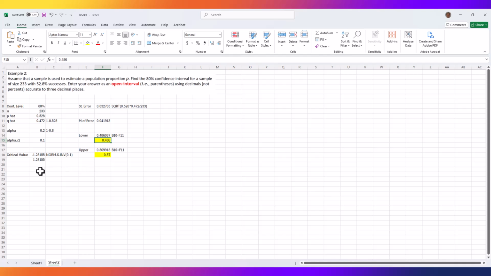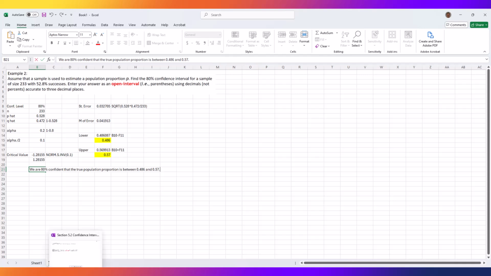And so we have here, I'm doing an interpretation here: 80% confident that the true population proportion is between 0.486 and 0.57. Now that's an interpretation, that's just a little bit extra.